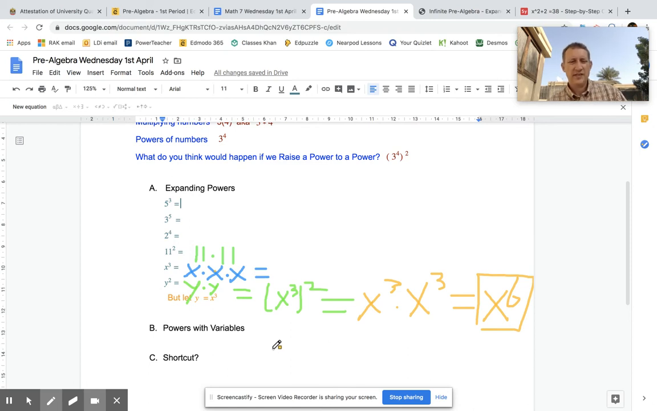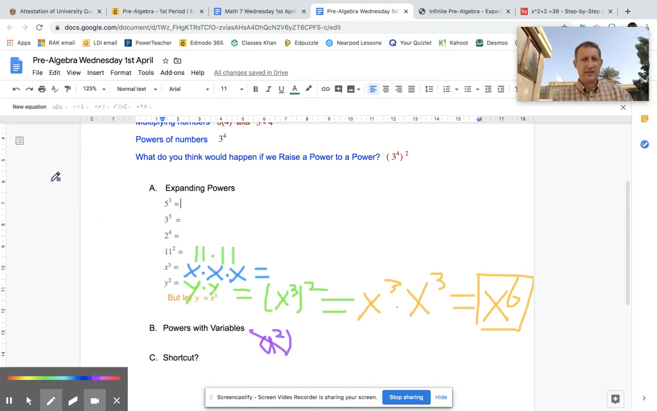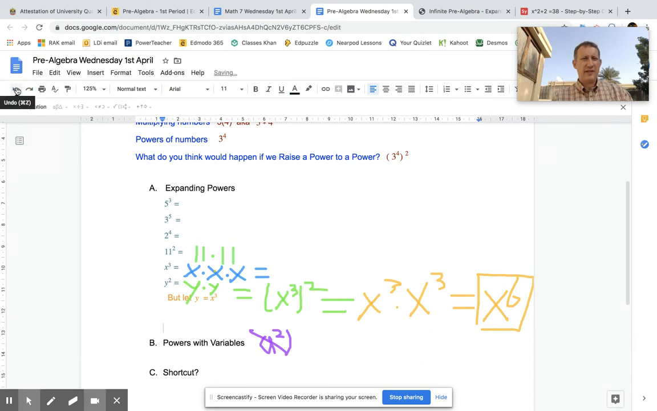Okay, well, so do you think there's a shortcut? Yes, there is. Why don't you go ahead and expand this one and see if you can figure out the shortcut. Let's say I have a squared raised to the 4th power.